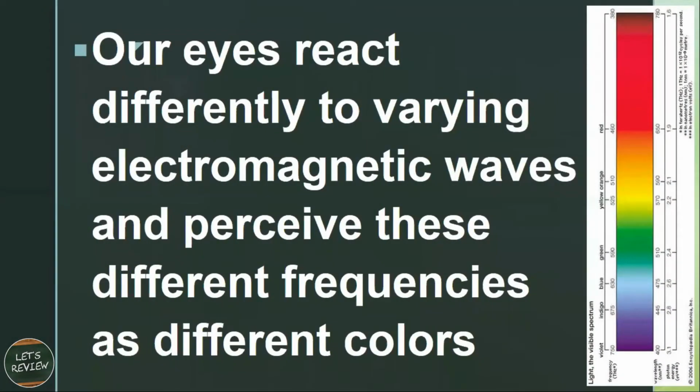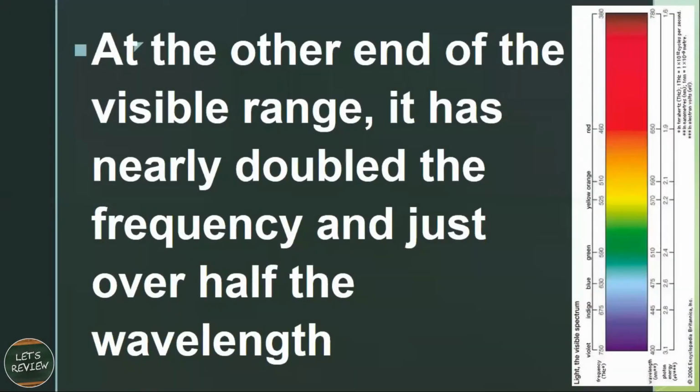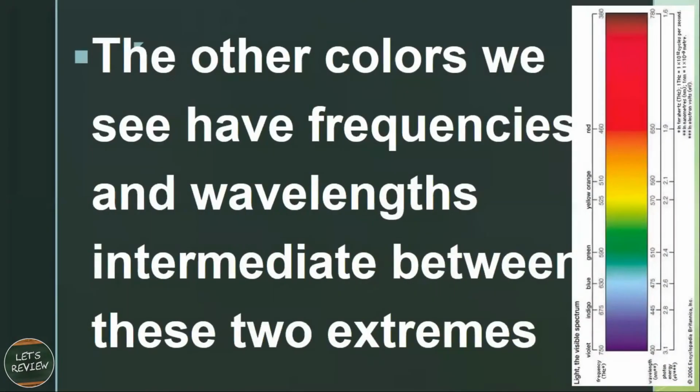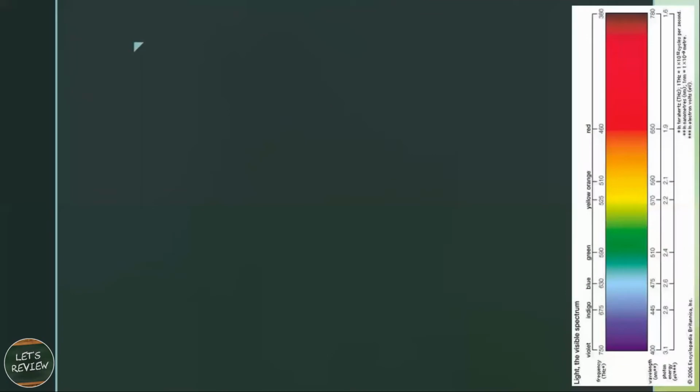Our eyes react differently to varying electromagnetic waves and perceive these different frequencies as different colors. Red light has a frequency that is roughly half that of violet light. So what does it mean? At the other end of the visible range, violet has nearly double the frequency and just over half the wavelength. The other colors we see have frequencies and wavelengths intermediate between these two extremes, like orange, yellow, green, blue, indigo.